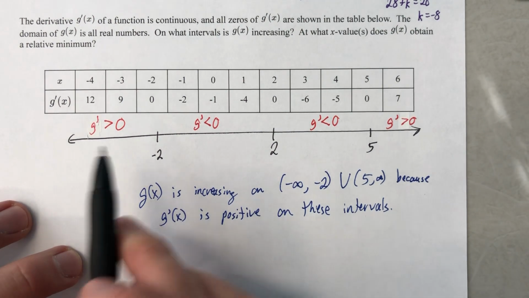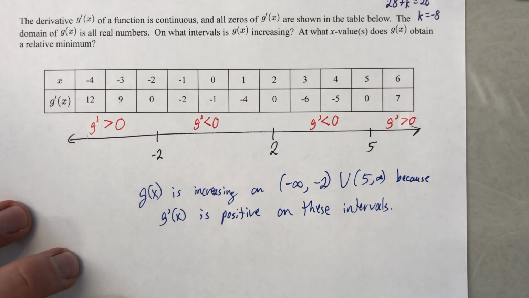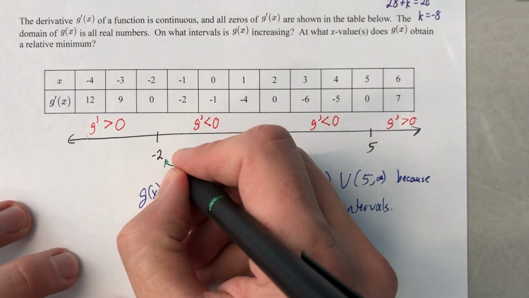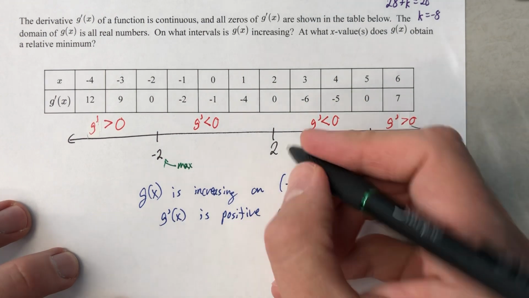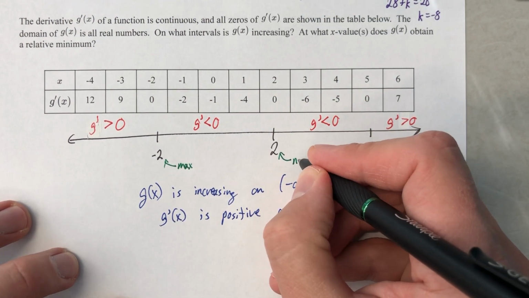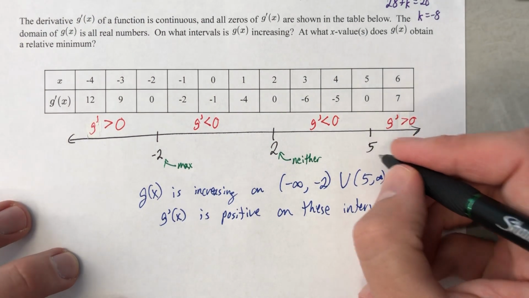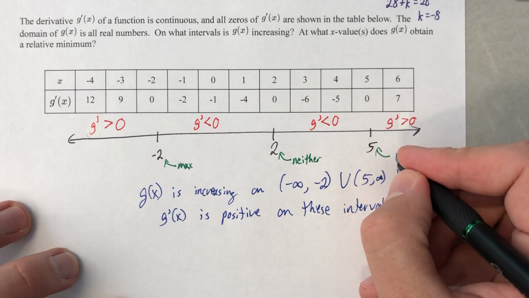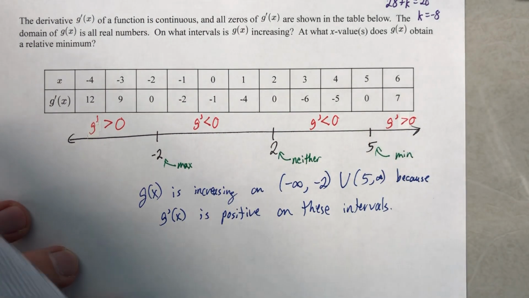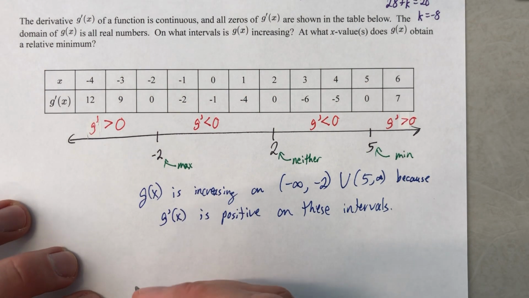So at what x value does g obtain a relative minimum? Okay, we have transitioned from increasing to decreasing, so just in case you care, and you should, this is a maximum. We transition from decreasing to decreasing. This is not a max, it's not a minimum, it's neither. And this transitions from decreasing to increasing. This is our minimum. So here we go. That answers the first part of the question. This is going to answer the second part of the question.